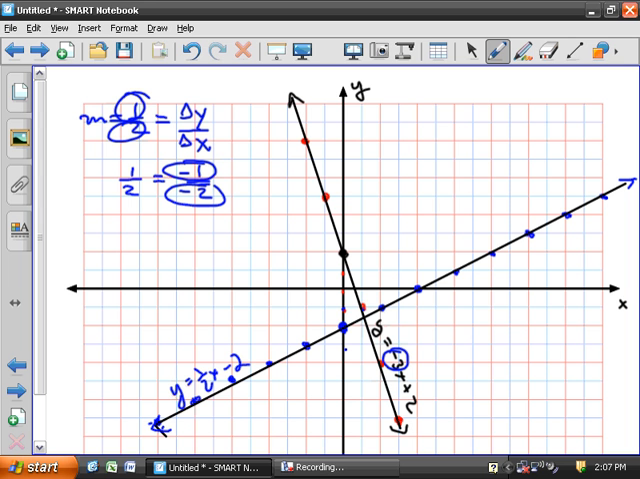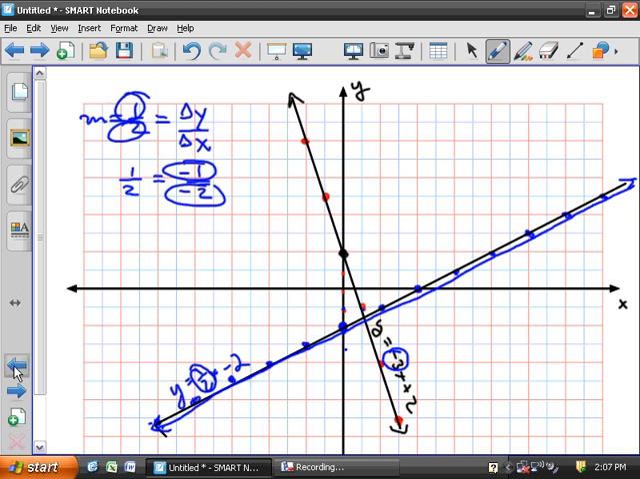Negative slopes decrease as I read from left to right. Positive slopes increase as I read from left to right. 1/2 is a positive number. As I read from left to right, this line is increasing. Okay, that's just one way to check to see whether or not you've messed up.